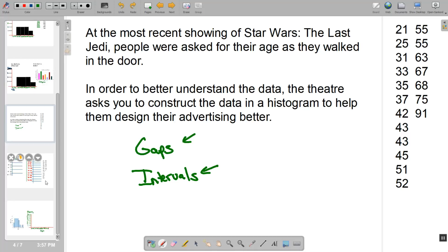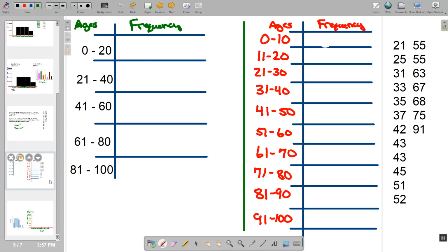The problem is that there are an infinite number of possible intervals that you can use to create the data. So I decided to break it up into two possibilities to see which is going to be better for this example. On the left side, I did gaps of 20 years, and on the right side, I did gaps of 10 years. So obviously, there will be more intervals on the right side, but the left side will give us a broader range to get numbers from.